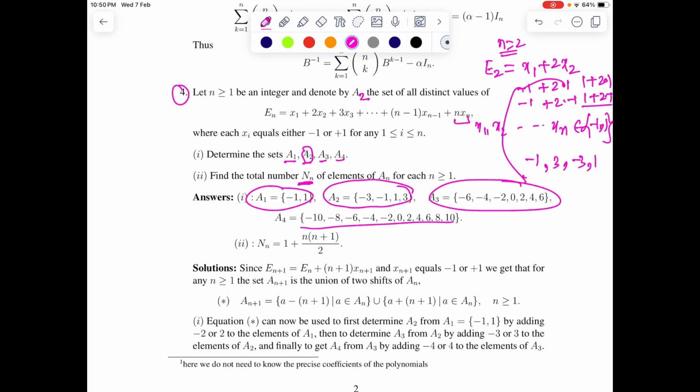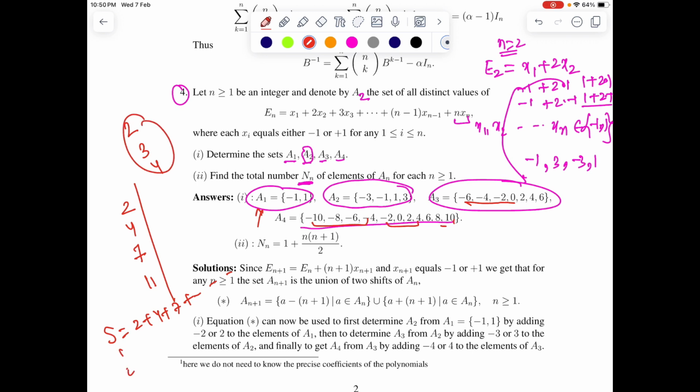We generalize this. So what is the total number of elements in A_n for each n that is greater than or equal to 1? One thing we can see, we can find the pattern as well. A1 has 2 elements, A2 has 4, A3 has 7 elements, A4 has 11, and so on and so forth. So you can clearly observe some pattern based on their common difference: the common difference is 2, then 3, then 4, and so on.